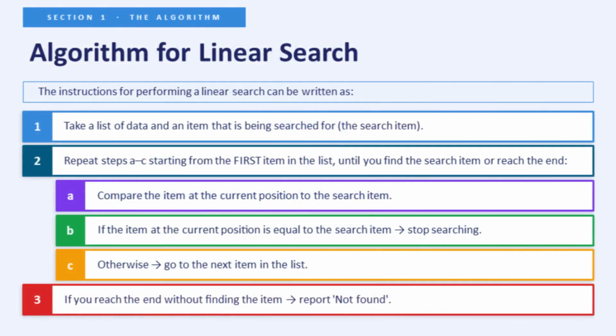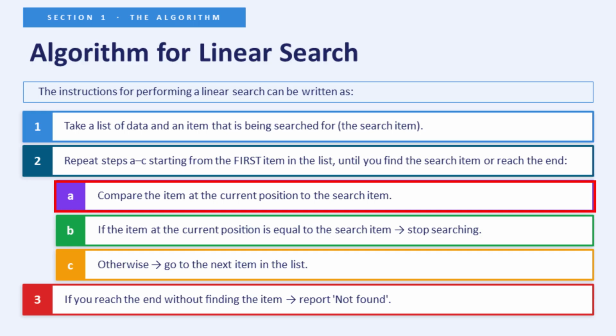Now that you have seen a concrete example, let me give you the formal algorithm. These are the exact steps that describe what we just did. Step 1. Take an ordered or unordered list of data and identify the item you are searching for, the search item or target. Step 2. Repeat the following steps starting from the first item in the list until you find the search item or until you reach the end. Sub-step A.